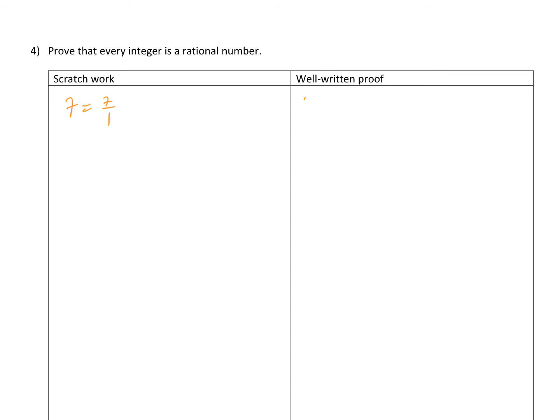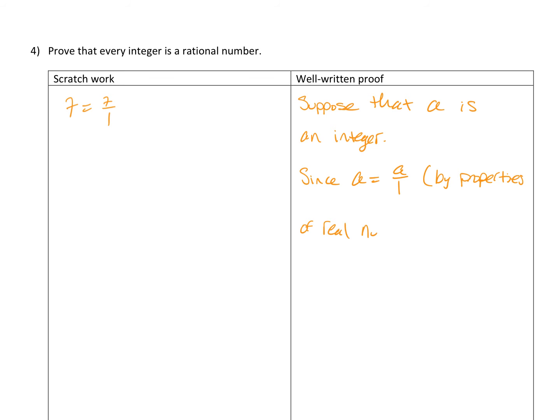Our well-written proof is going to start with suppose that A is an integer. And then I'll say since A equals A over 1, and we can just say by properties of real numbers, A is rational.